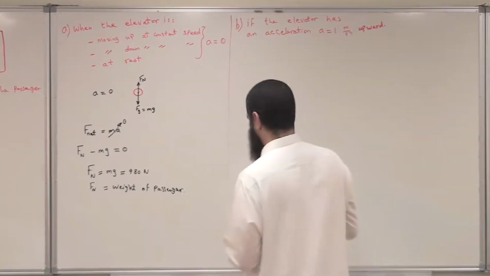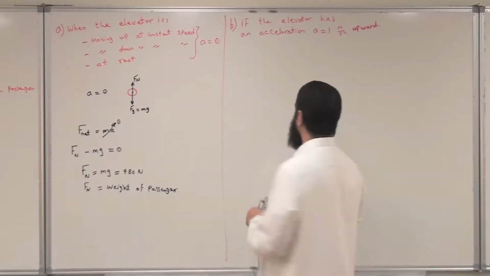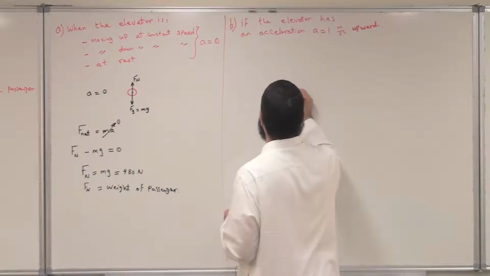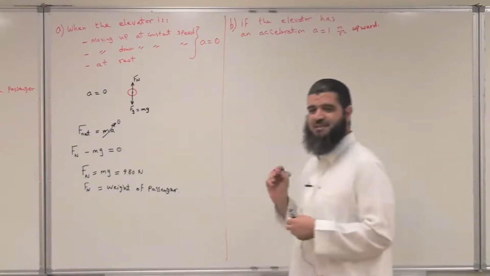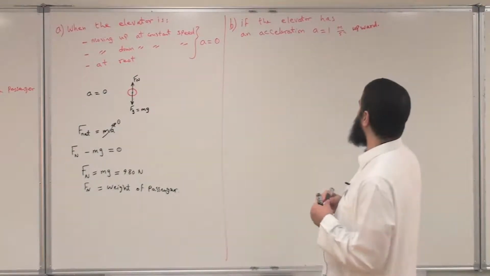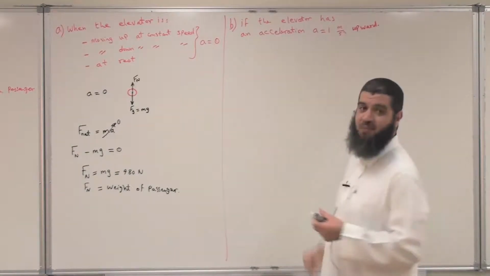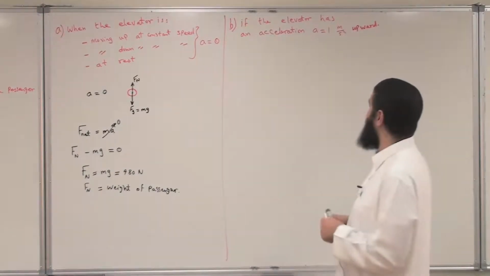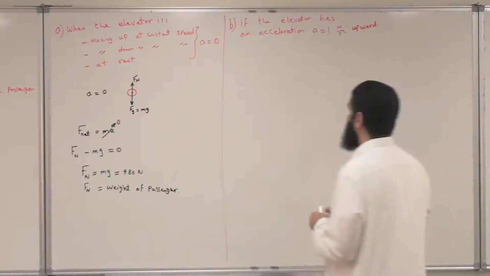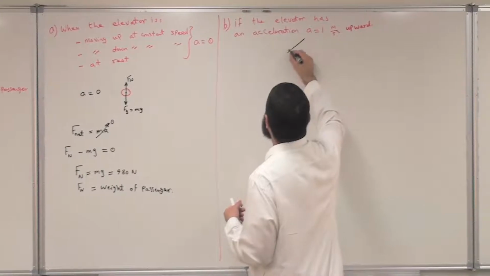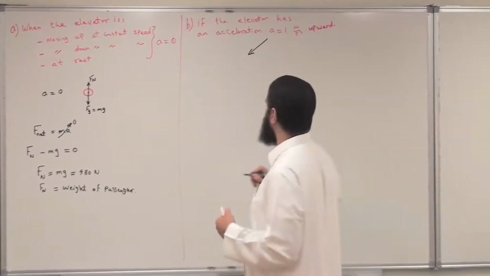Okay, the first step is to draw the free body diagram as usual. So this is the person. But before, let me explain, my dear students, what we mean by the acceleration is 1 meter per second squared upward. When can we have this acceleration? This acceleration can be achieved in two cases or two situations.